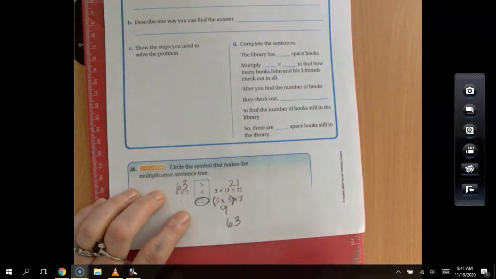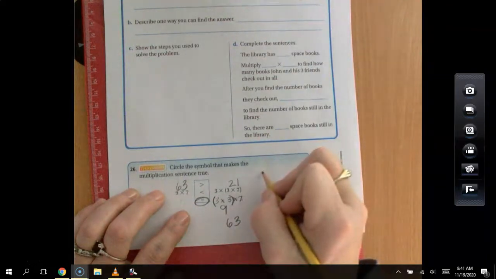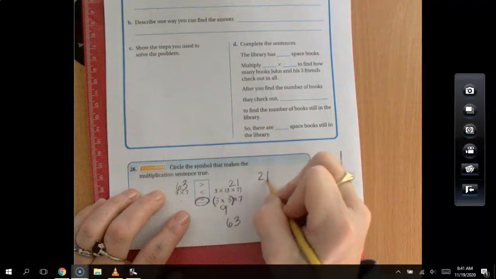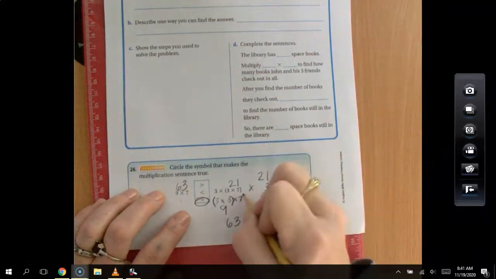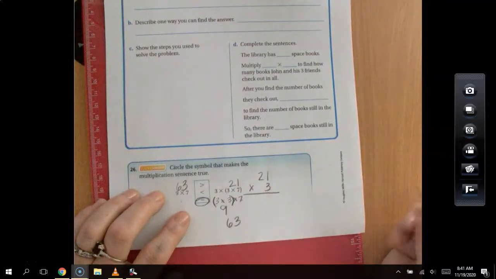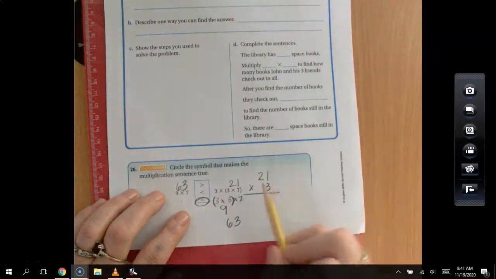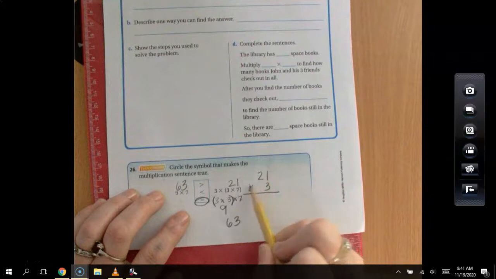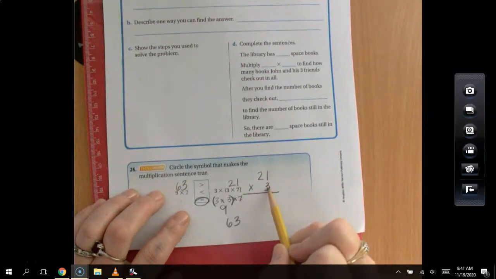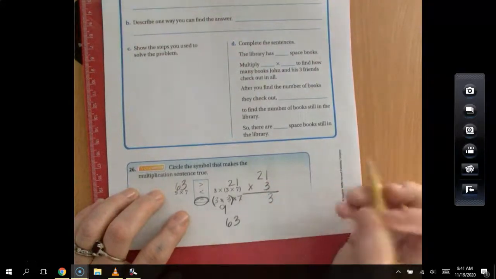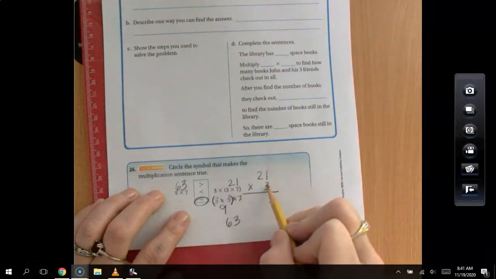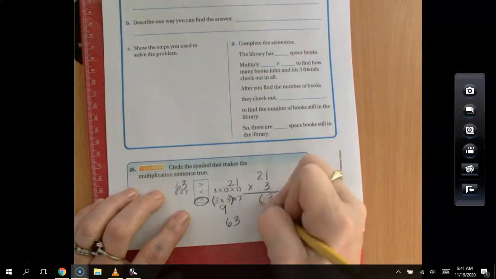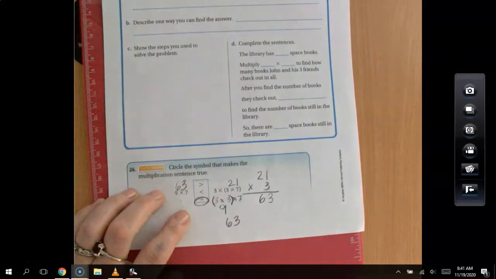Okay, I told you I was going to show it to you, but I'm going to show it to you really quick. So I can stack 21 times 3. This is how you multiply a two-digit number by a single-digit number. 1 times 3 is what? 3. 2 times 3 is 6. 63. Okay, I just showed you for fun.